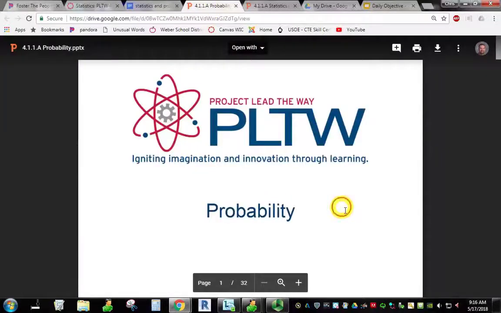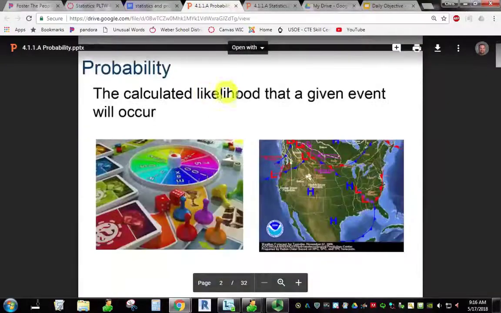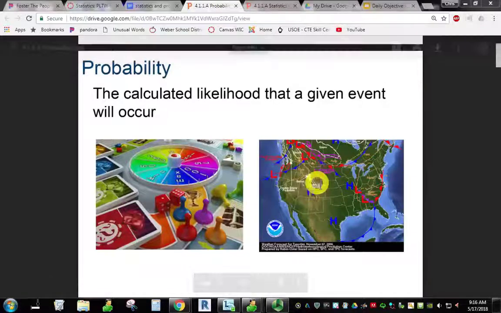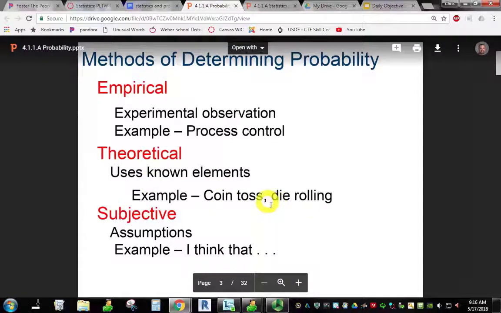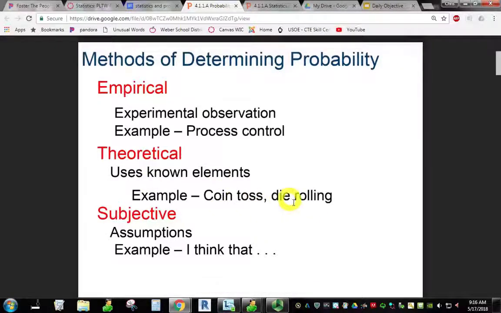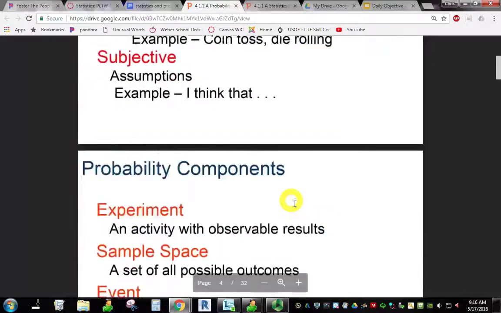Here we go. Probability. We are talking about the likelihood that a given event will occur, rolling a dice, picking a certain card or drawing a certain card, or the probability of the weather. The main one we're going to focus on is theoretical probability, like a coin toss, which uses known elements. We're going to talk about coin tosses. We're also going to talk about rolling dice.